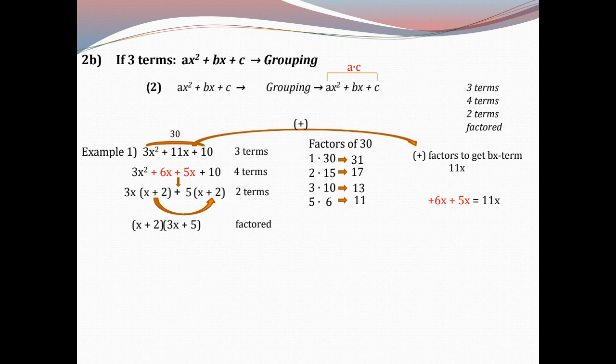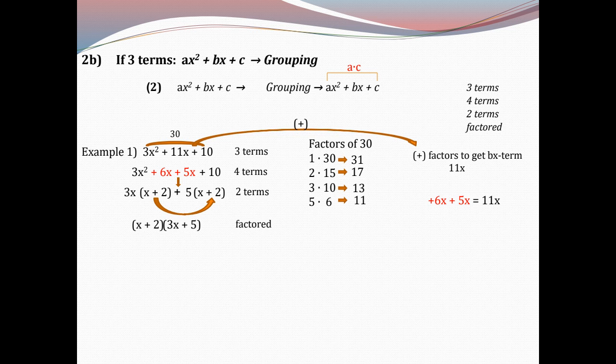So let me give you an example. Let's do this example 1. We have 3x squared plus 11x plus 10. Since here in my problem A is 3, the factors that I'm going to need to find are the product of 3 times 10. So it's 30. So what are the factors of 30? The factors of 30 are 1 times 30, 2 times 15, 3 times 10, 5 times 6.